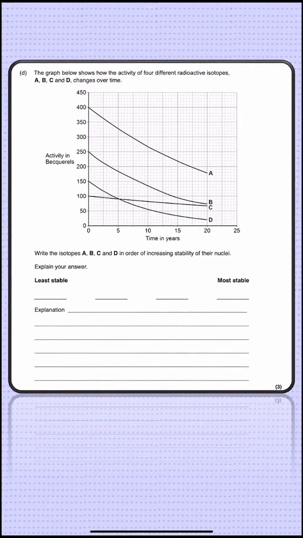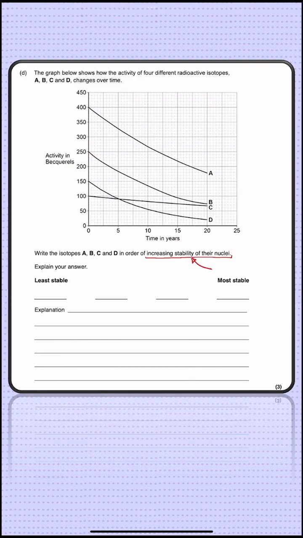Okay, I'll give you guys a few seconds to look at this one. You've got to think about this one. We've got 4 isotopes here, A, B, C, and D. Write the isotopes A, B, C, and D in order of increasing stability of the nuclei. What do you guys think this is? This one's not very straightforward. Increasing stability of their nuclei.